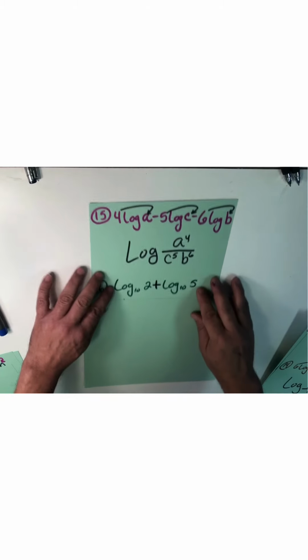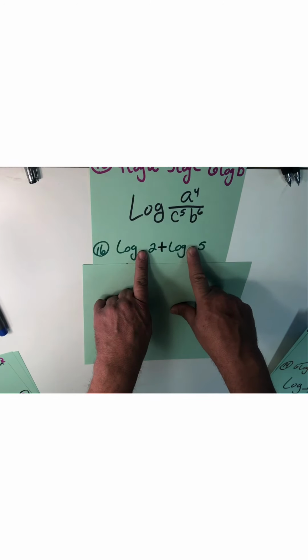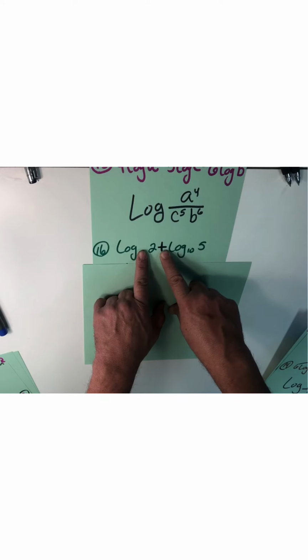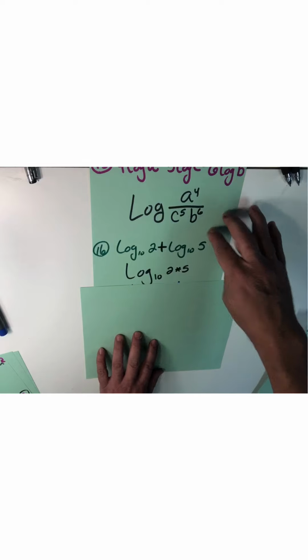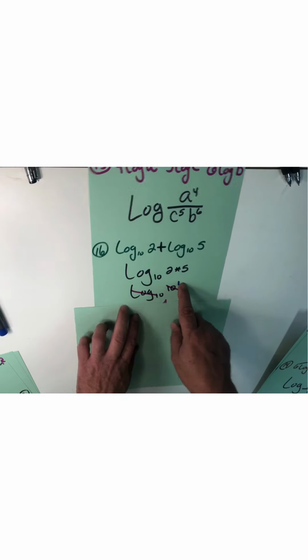Number 16. This is log base 10 of 2 plus log base 10 of 5. Now, I didn't have to say log base 10 because it means exactly the same thing. But it is a plus, which means I'm going to have to multiply, right? So this is log base 10 of 2 times 5. Well, 2 times 5 is 10. So log base 10 of 10 to the 1 power, the bases cancel and the answer is just 1.